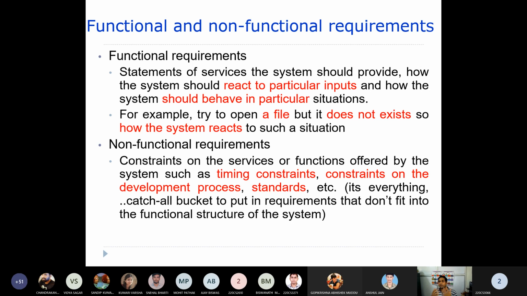So timing constraints mean performance. Performance related things, right? Or you can have something like this. This software should follow some sort of standards. It should meet some standards. Whatever services the function is going to give, they meet some sort of standards. Let's say you can think of something like OTP. OTP usually comes to your mobile whenever you are making any transactions, right? Now there is a standard.